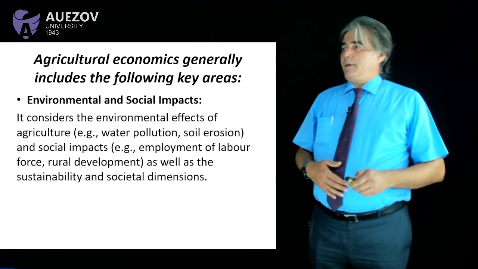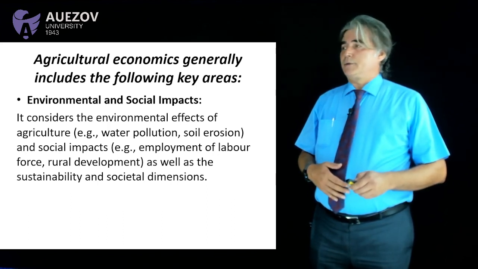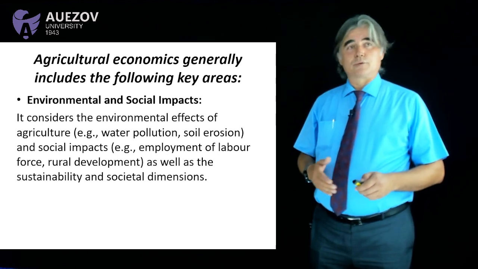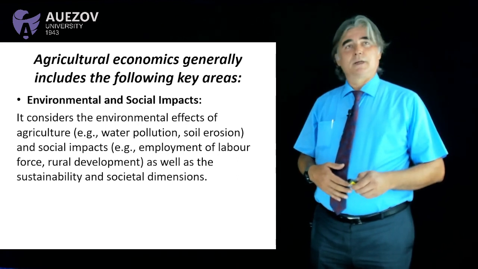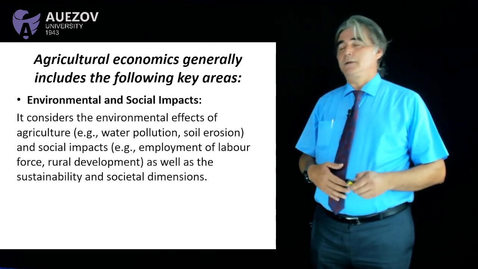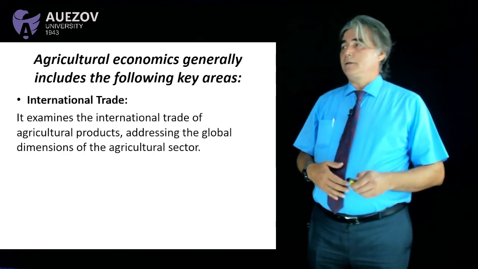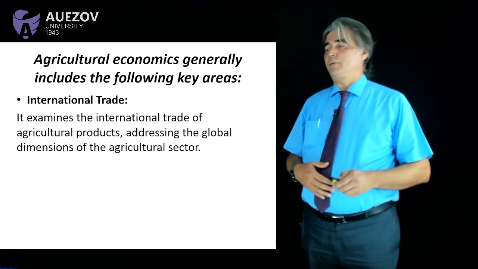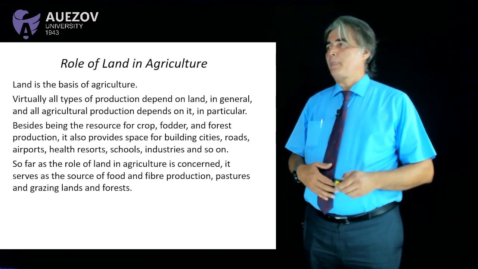Environmental effects of agriculture such as water pollution and soil erosion, and social impacts, employment of the labor force, rural development, as well as the sustainability and societal dimensions. In international trade, we examine the international trade of agriculture products, addressing the global dimension of the agriculture sector.